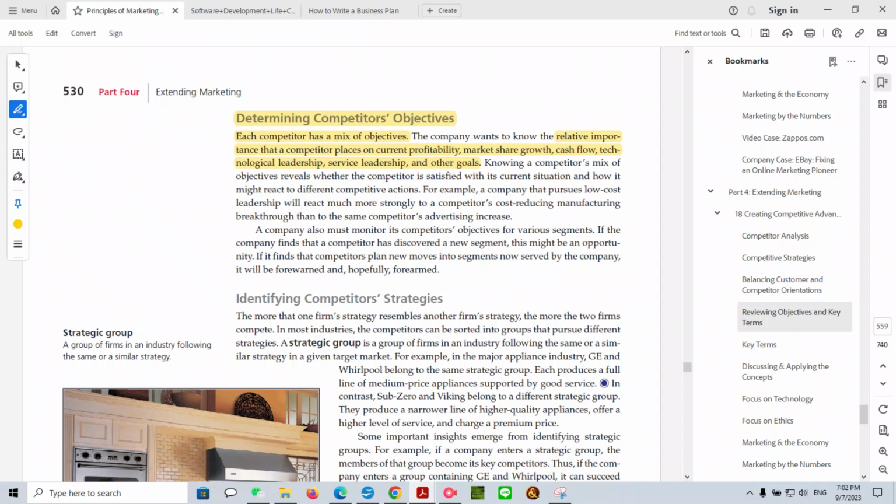Now, knowing a competitor's mix of objectives reveals whether the competitor is satisfied with the current situation and how it might react to different competitors' actions, as we mentioned before. For example, a company might pursue low-cost leadership, but react more strongly to a competitor's cost-reducing manufacturing breakthrough than to the same competitor's advertising increase.